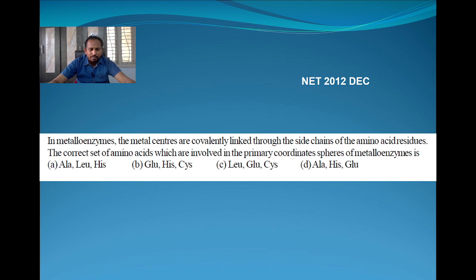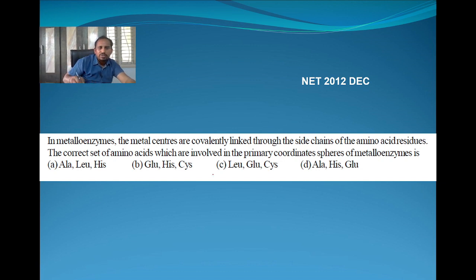In metalloenzymes, enzymes which contain metal, the metal centers are covalently linked through the side chain of amino acid residues. What is the correct set of amino acids involved in the primary coordination? So there is a metalloenzyme, and the metals are surrounded by enzyme. Enzymes are nothing but proteins, and proteins consist of amino acids. Which amino acid will help to coordinate the metals? That amino acid will coordinate the metal which has ligand character, having coordination capacity, or can behave as a ligand.